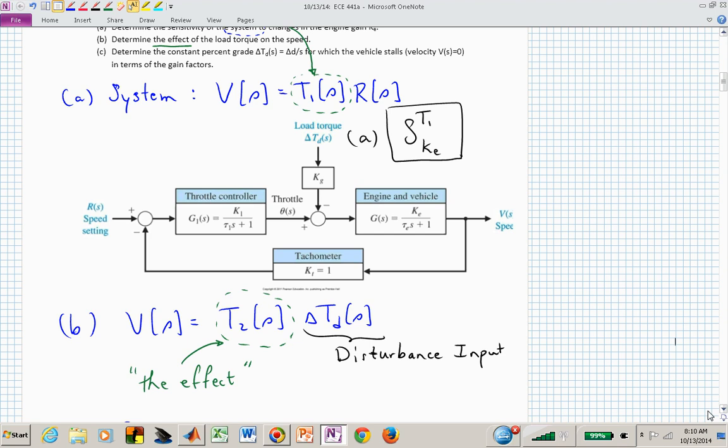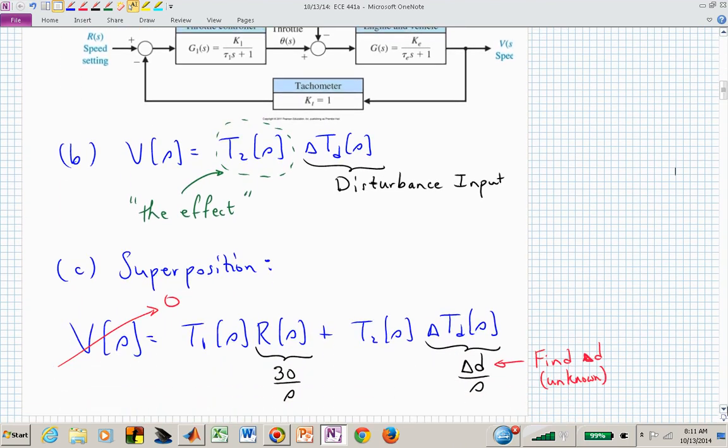Let's say you're going at 30, and I can't remember now the units on that 30. Let's just say it's kilometers per hour. You're going 30 kilometers per hour and you hit a grade. Well, the problem is asking, how much of a grade can you hit before your engine will stall? Or before your car will stall, which means your velocity is going to go to zero. Now you do need to account for both inputs at the same time. And this is where superposition comes into play.